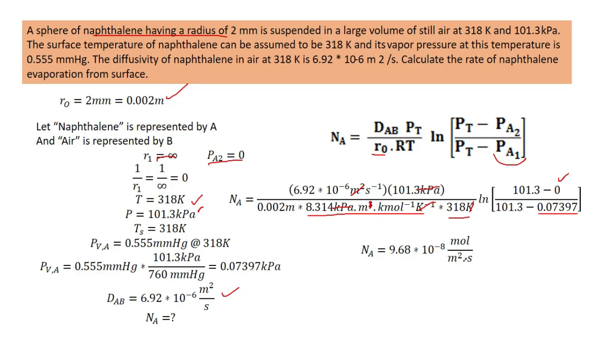So this will become meter square per second, and here it is kilomole to the power -1, and on the above it will become +1. Okay, the answer is kilomole per meter square into second.